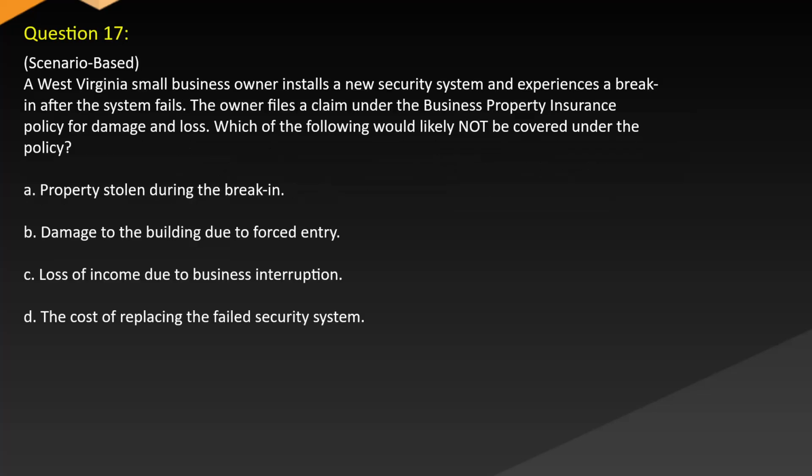Question 17. Scenario-based. A West Virginia small business owner installs a new security system and experiences a break-in after the system fails. The owner files a claim under the business property insurance policy for damage and loss. Which of the following would likely not be covered under the policy? A. Property stolen during the break-in. B. Damage to the building due to forced entry. C. Loss of income due to business interruption. D. The cost of replacing the failed security system.